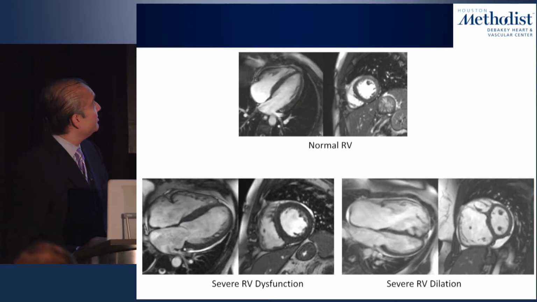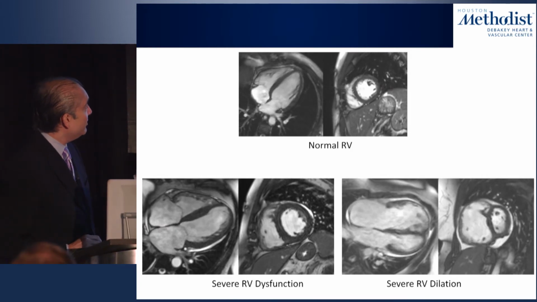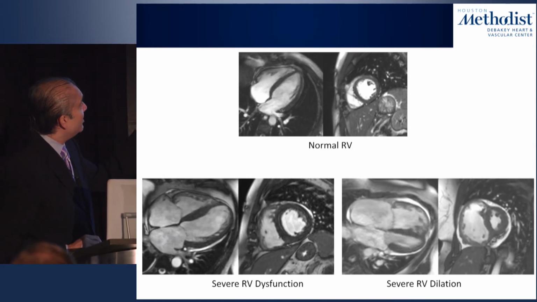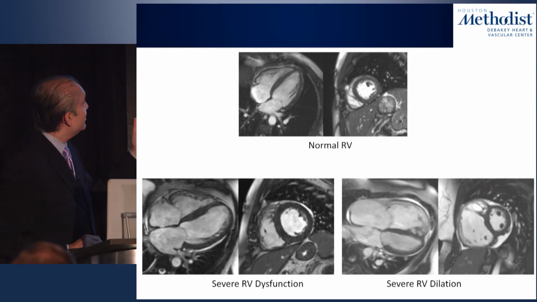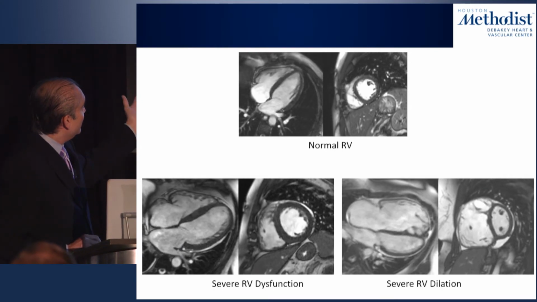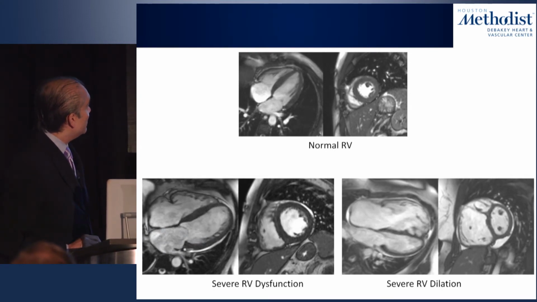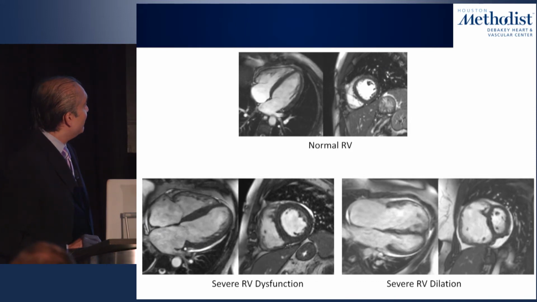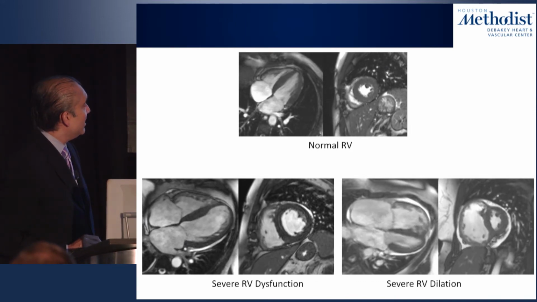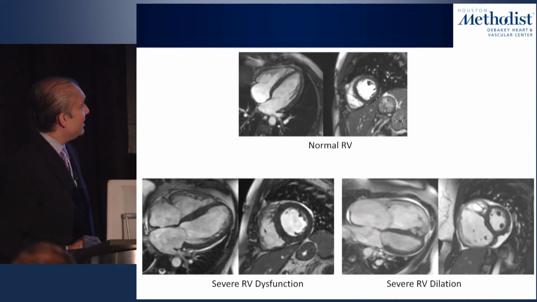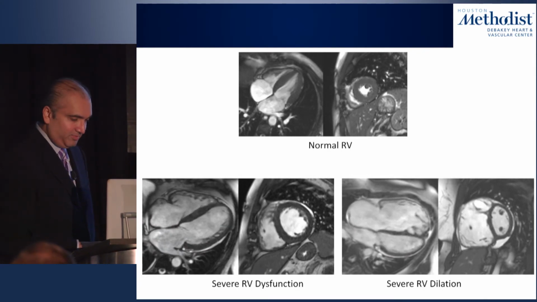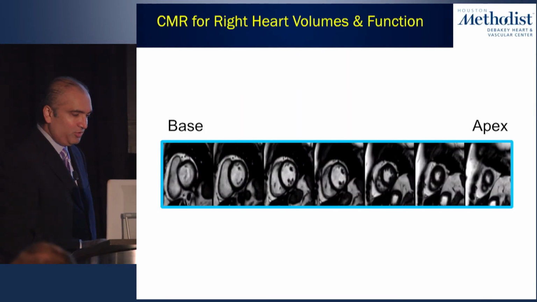Here's examples again. This time we'll focus on the RV, and you can see on the top is a patient with normal RV function. The patient on the left here, and again, you can see the endocardium fairly clearly of the right ventricle. You've got a patient with severe RV dysfunction, and on the right-hand side, you've got a patient with severe RV dilatation. And so how do we go through and actually compute RV volumes and ejection fraction?